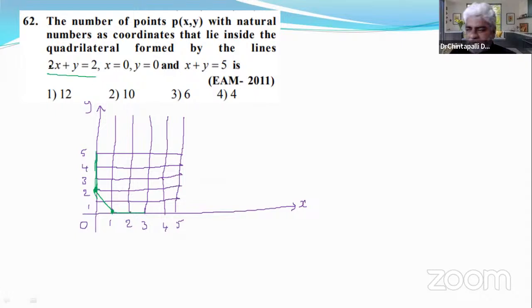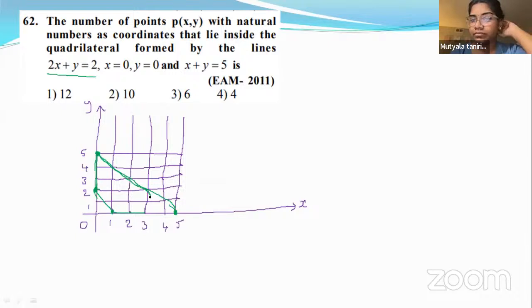Next, x plus y is equal to 5. How to draw x plus y is equal to 5? When x is 0, then y is 5. And when y is 0, then x is 5. When x is equal to 0, then y is equal to 5. This is the point. Sorry, when y is 0, x is 5. That's it.